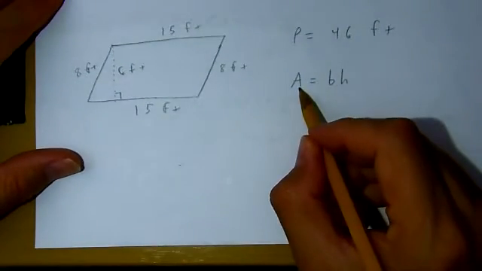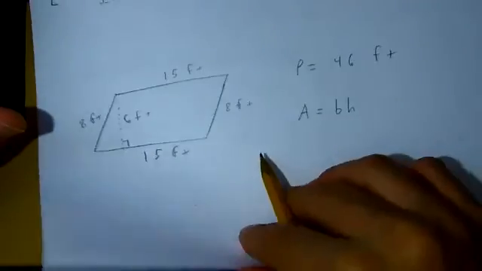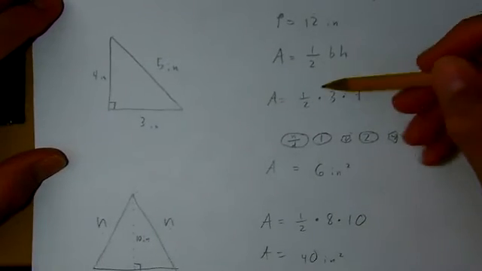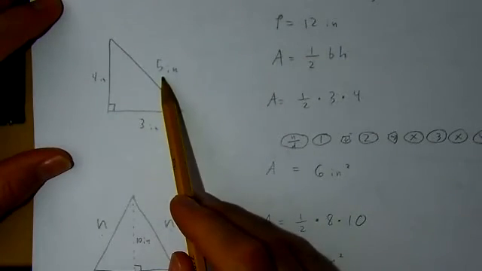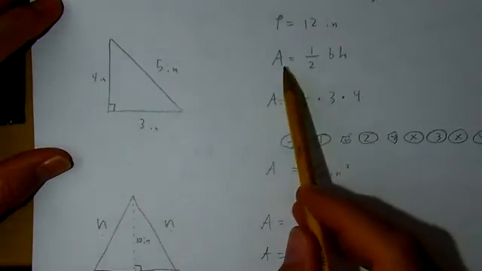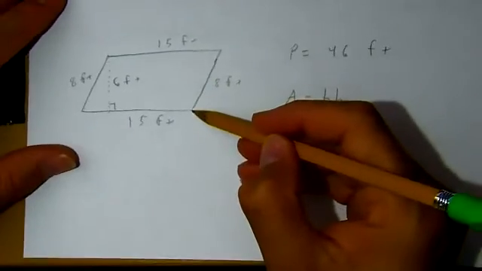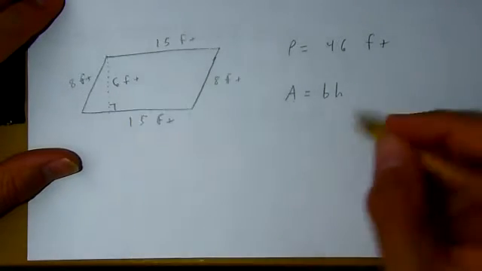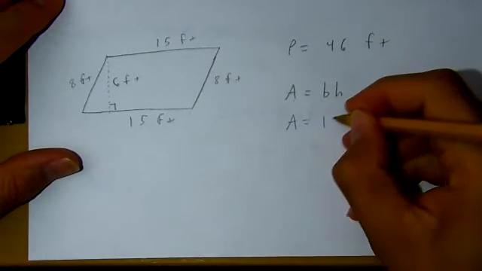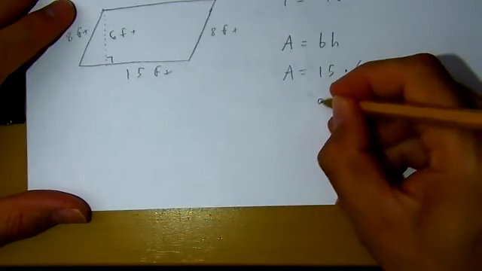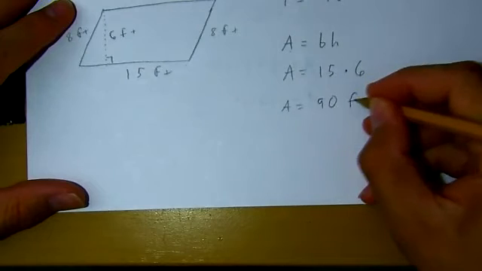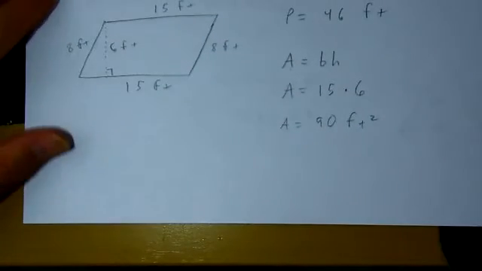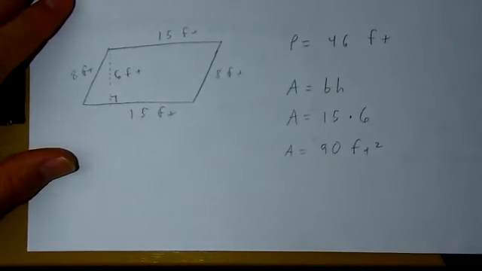So when you're doing area, you do not use the 8, just like on the triangle that we did before. When we're doing the area of the triangle, we do not use the 5. You never use the slanted side when you're finding area. So since this is a slanted side, we don't use it. So what you're going to use is 15 and 6. Punch that in the calculator. I think that's 90. Since it's area, it's going to be feet squared or square feet. Doesn't matter which way you say it.